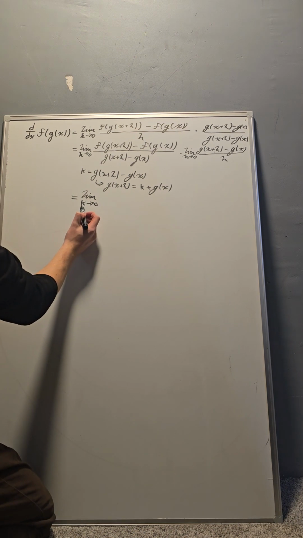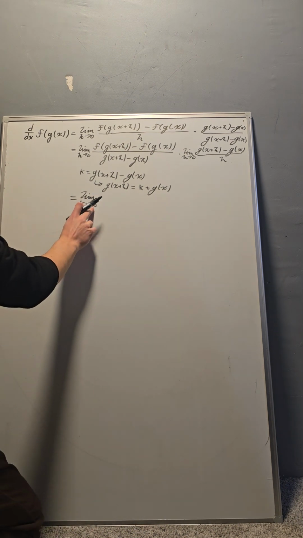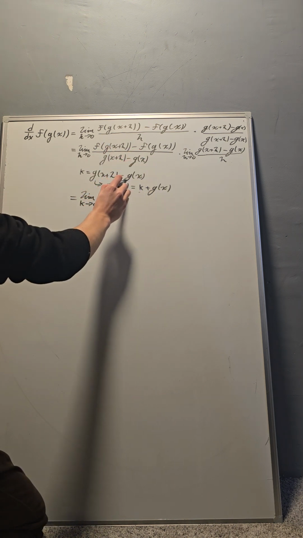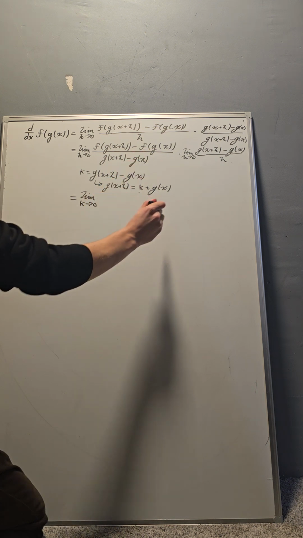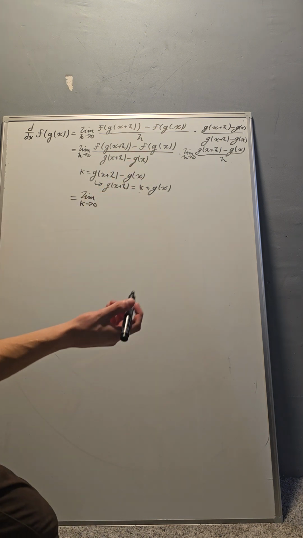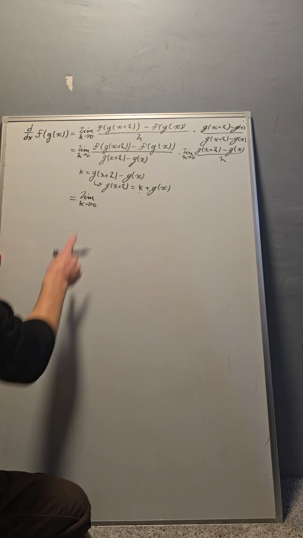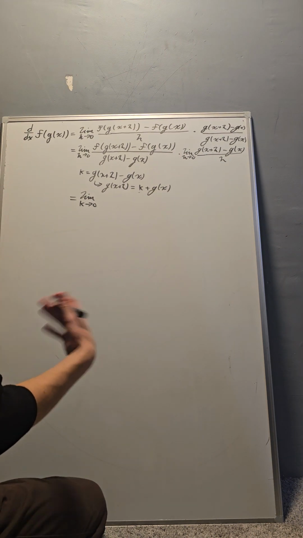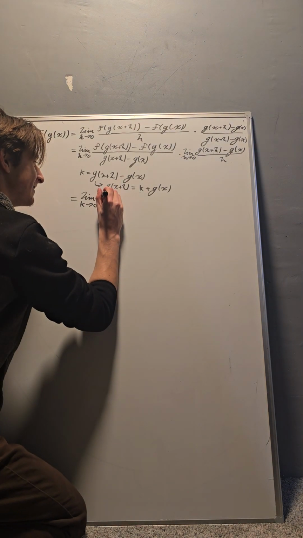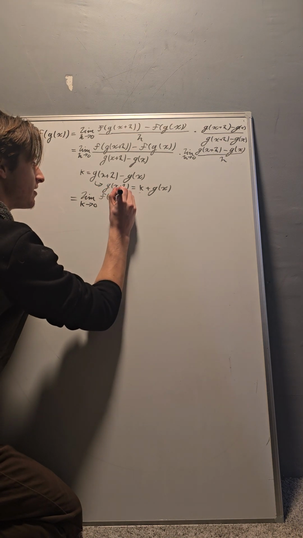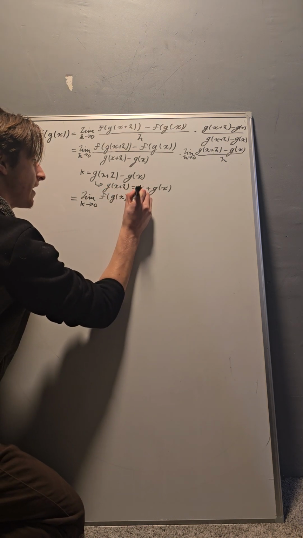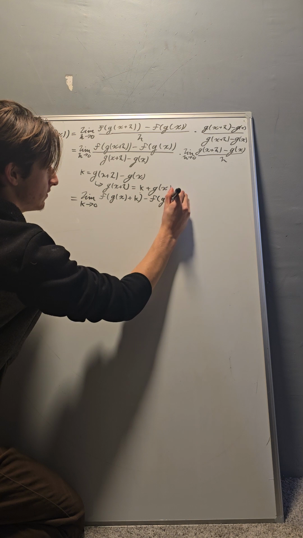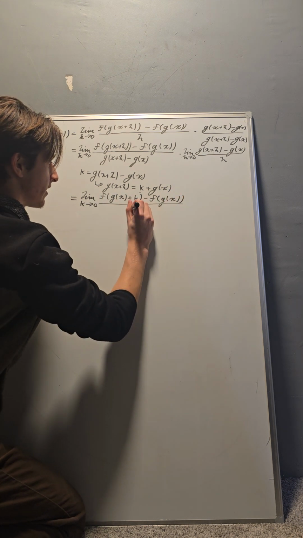And then we take the limit as k goes to 0 of f of k plus g of x minus f of g of x divided by k, and you just get the derivative of this with respect to g of x. It's kind of wacky, but it works. You get f of g of x plus k minus f of g of x all over k.